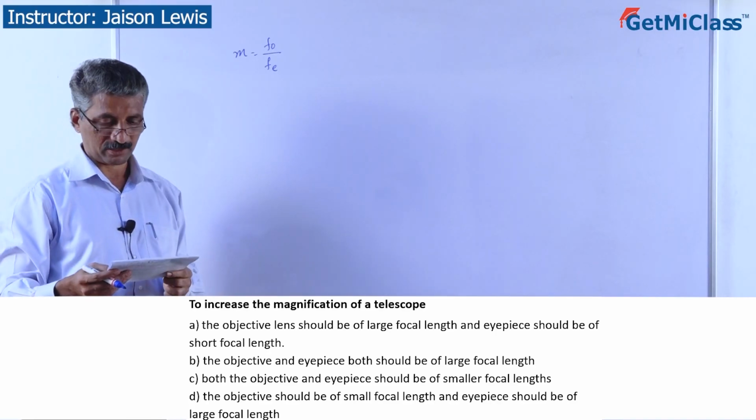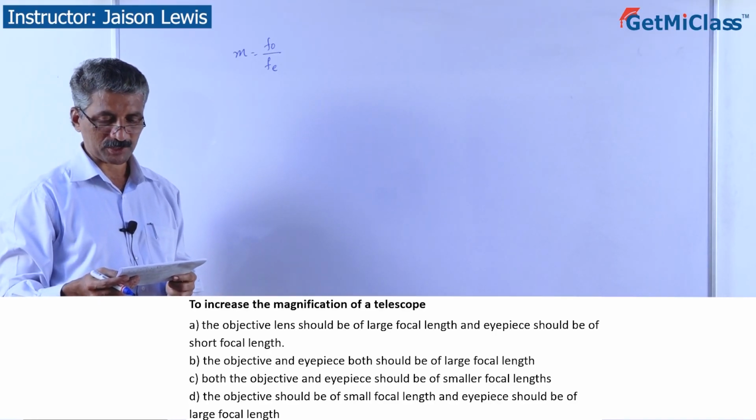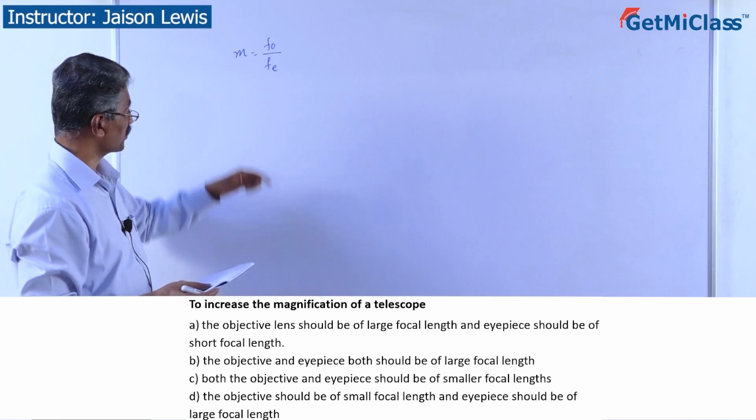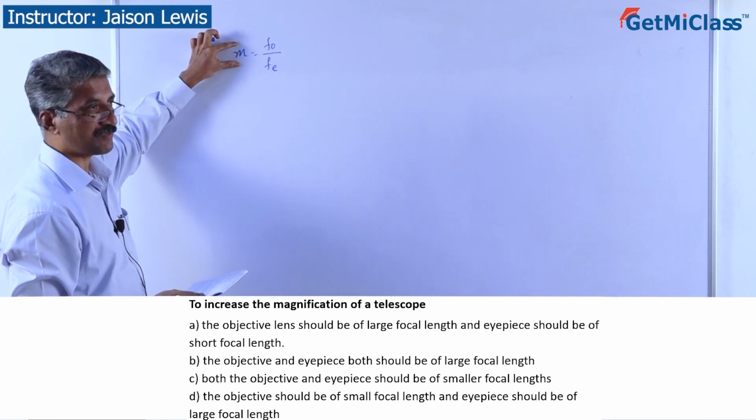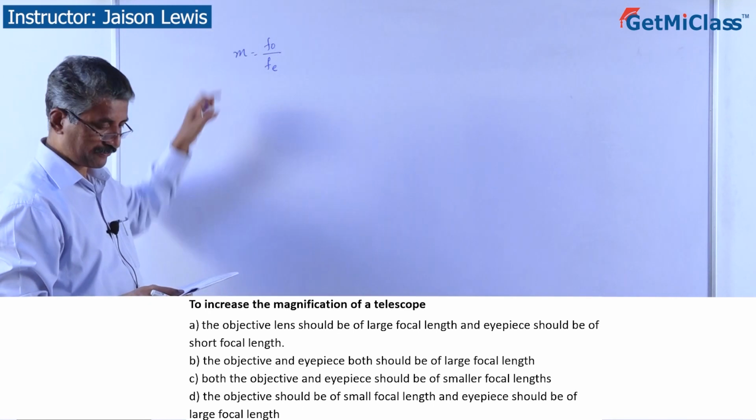If you observe the second one, the objective and eyepiece both should have a large focal length. No, it's not possible. Both are increasing, so you'll get the same value. So you cannot increase the value of M.